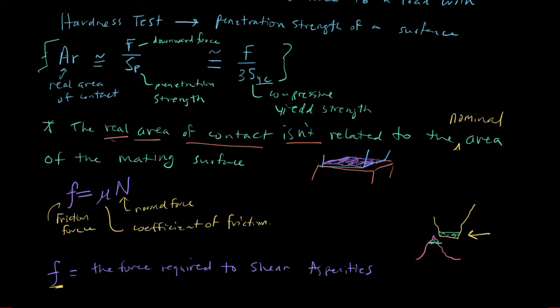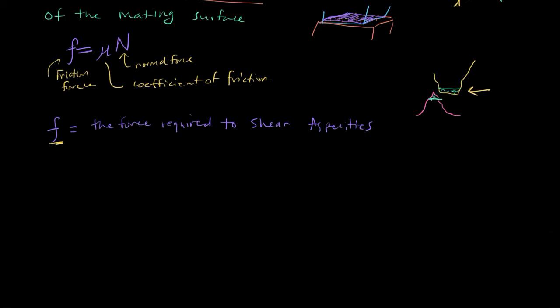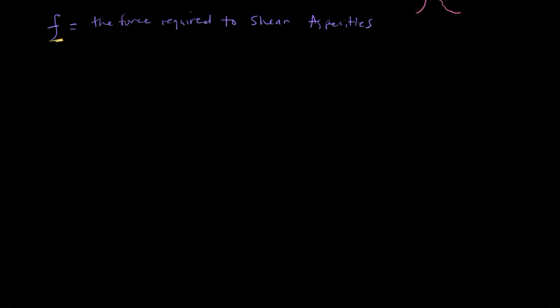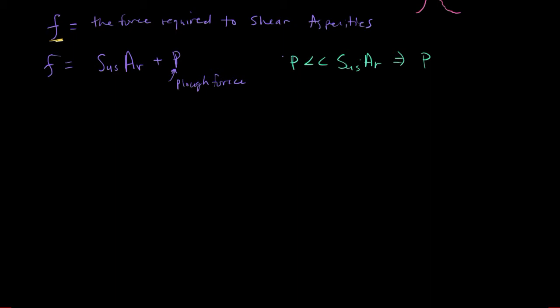And it turns out that this force, F, is the friction force, but it's also the force that is going to be equal to the ultimate shear strength of the material times the real area plus any other particles and stuff that's in the way, which we call the plow force, P. It turns out that P is usually much smaller than SUS, the ultimate shear strength of that material, times the real area. So therefore, we say P is approximately equal to 0, or much less than whatever this is.